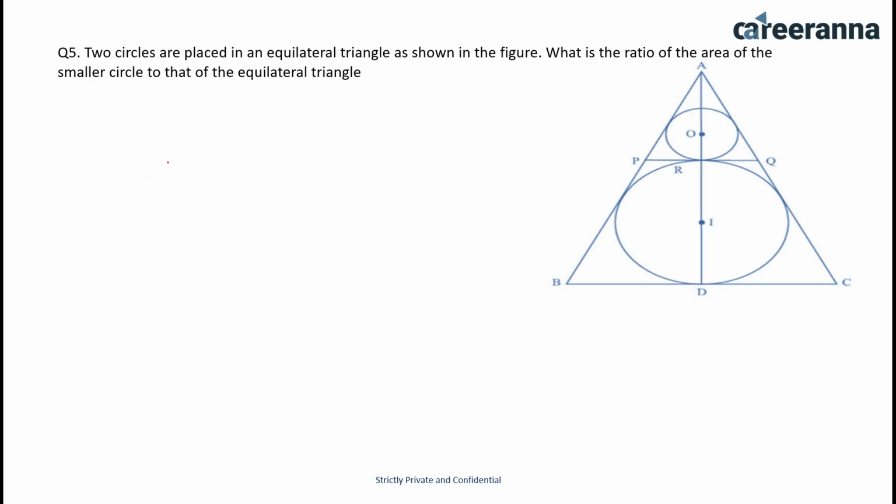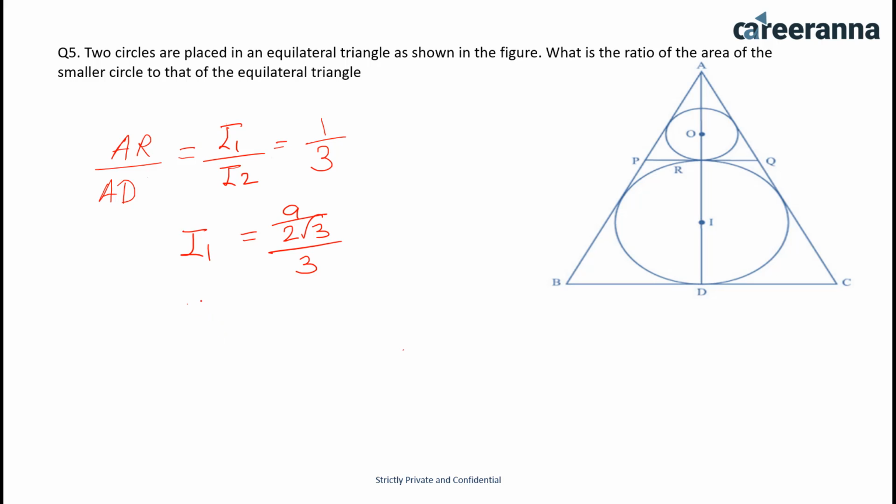Now, we can derive these two triangles as similar. So this triangle APQ is also an equilateral triangle. So we can say that AR upon AD is I1 upon I2, where I1 and I2 are inradius of both the circles respectively. So AR we have derived. So this turns out to be I1 upon I2 is equal to 1 upon 3. So I need to find the value of I1. I2 I already know, which is a upon 2 root 3. So I1 becomes a upon 6 root 3.